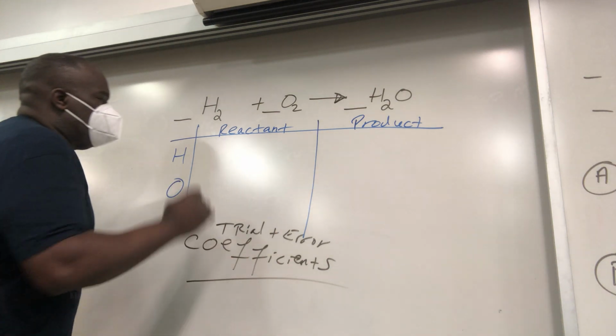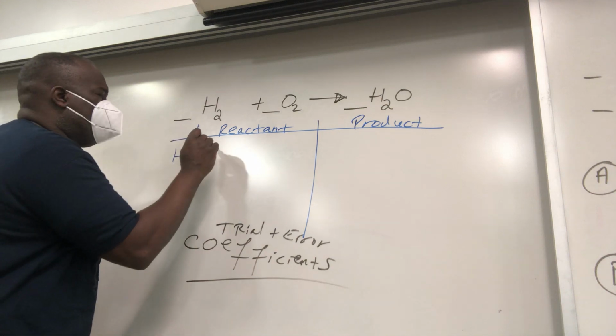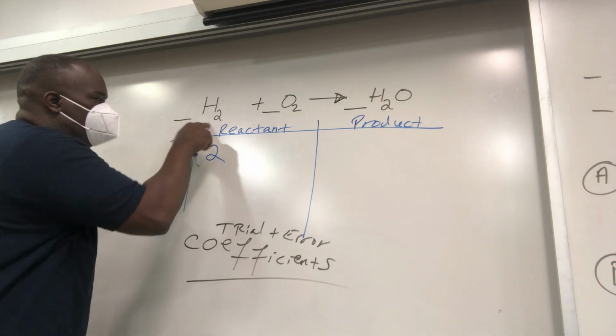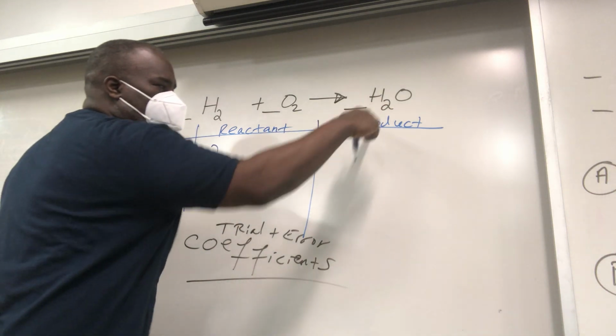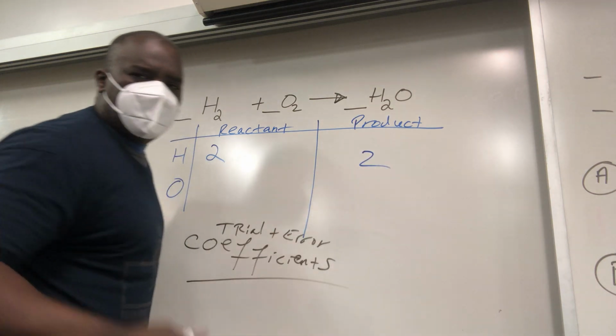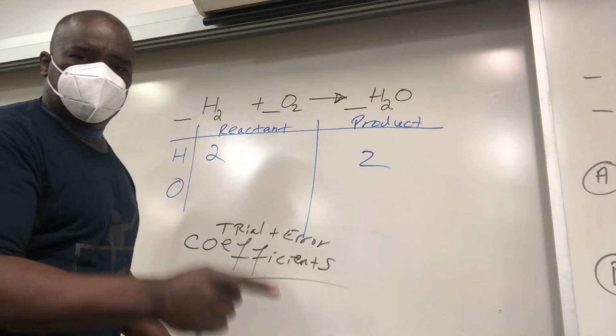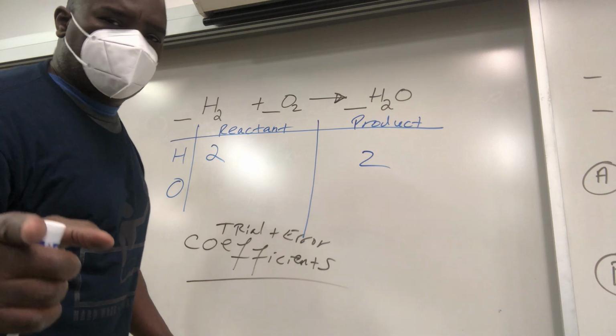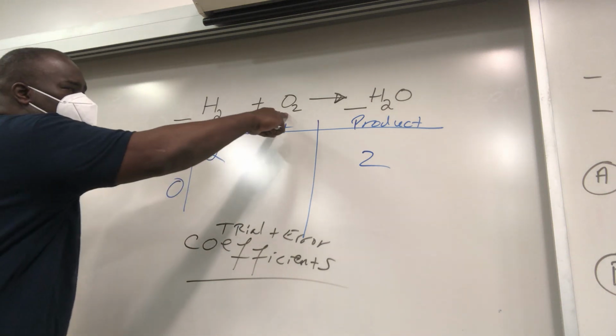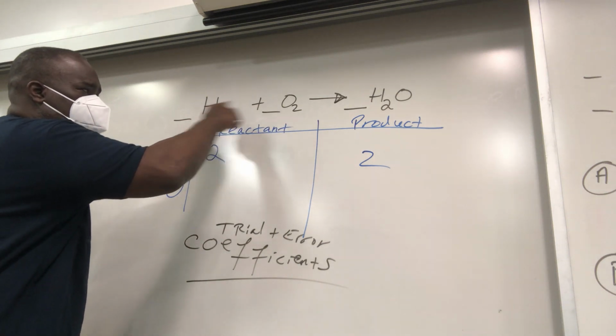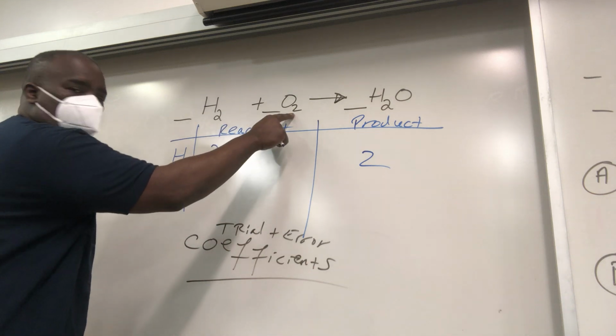All right, so for hydrogens, we notice we have two hydrogens right here, and we notice we have two hydrogens right there. So the number of atoms of hydrogen on both sides is the same, no problem. If we look over here on the reactant side, we've got two oxygens.